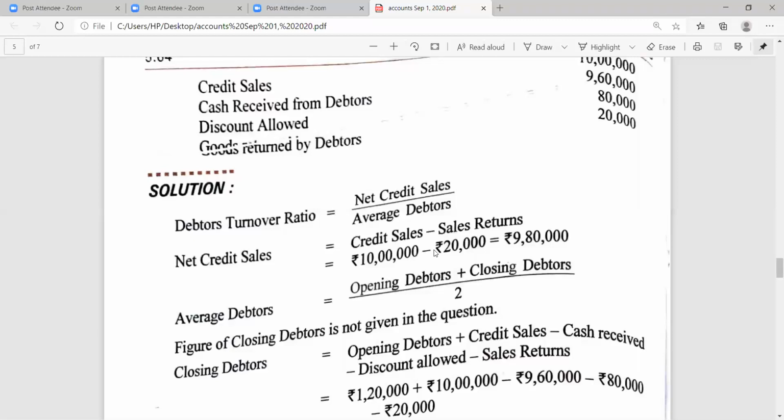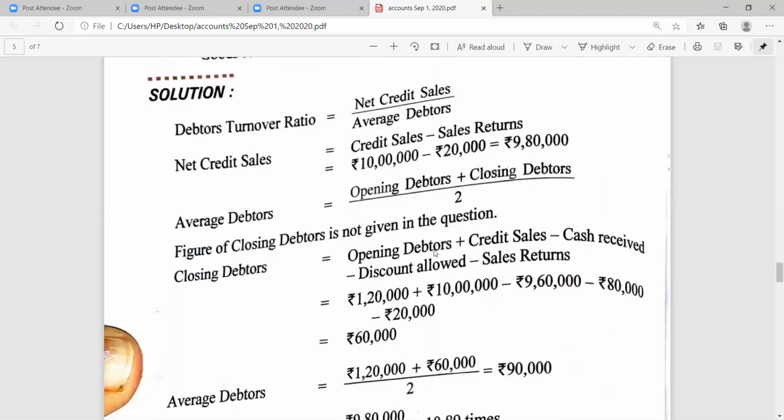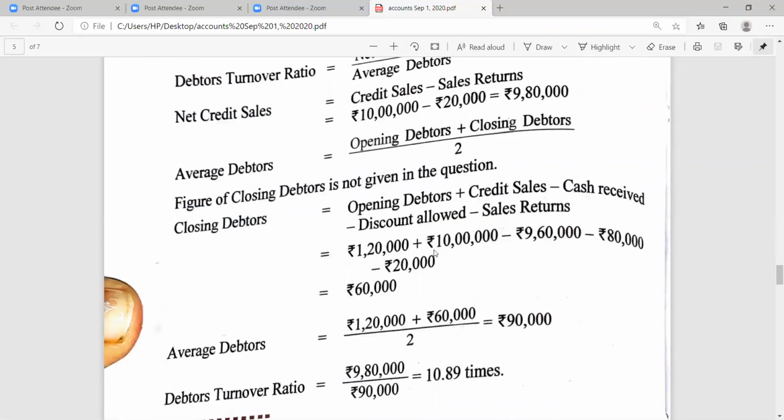Are you able to do this, beta? Yes. Opening debtors plus credit sales minus cash received minus discount allowed minus sales return. Finally, we will get our closing debtors. With the help of opening and closing debtors, it is very easy for us to calculate the average debtors. By putting the value of net credit revenue from operations as well as average debtors, we will get our debtors turnover ratio, that will be 10.089 times. Is it okay, beta?